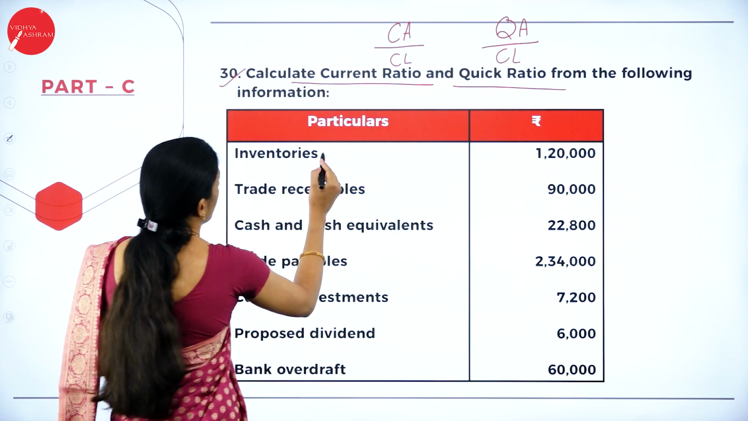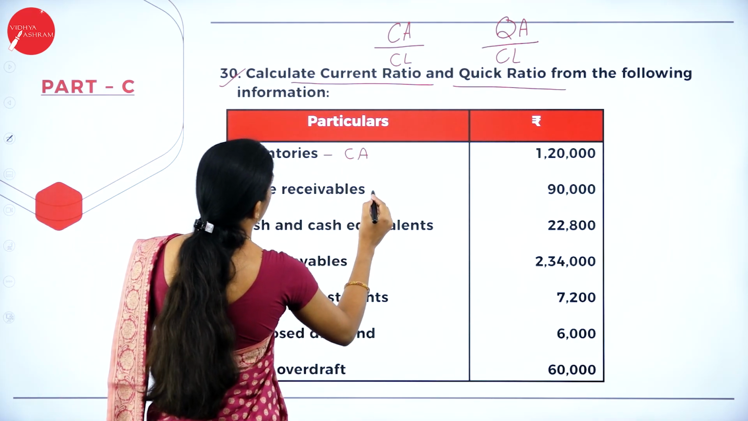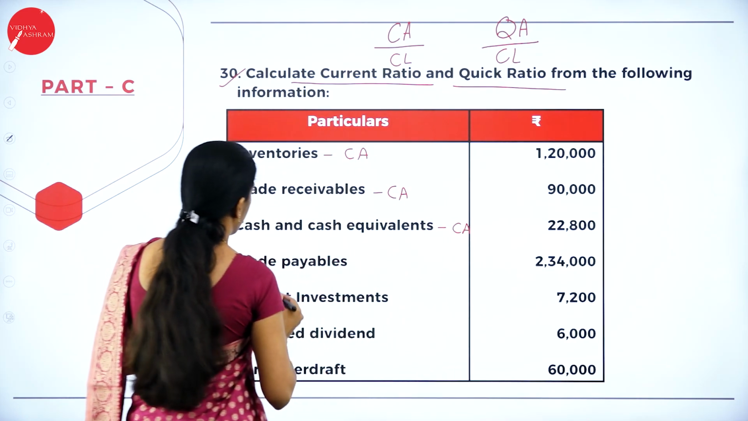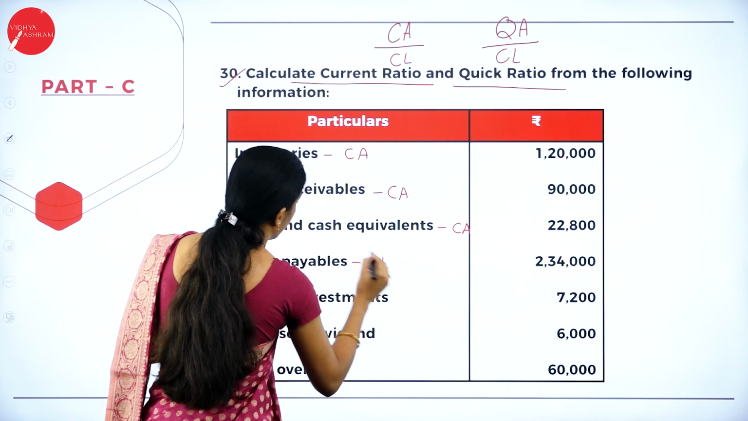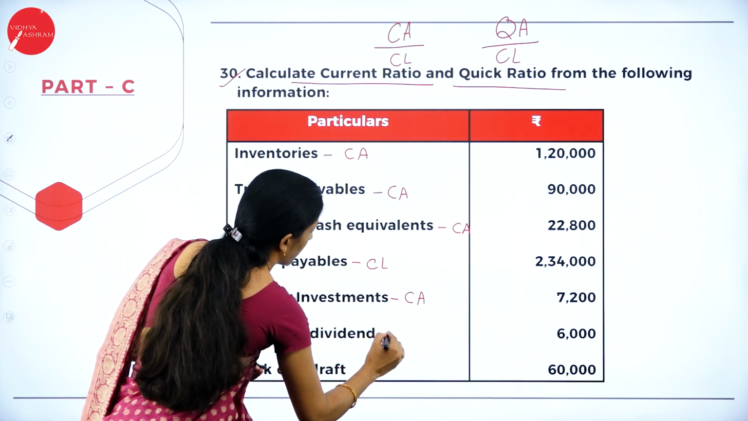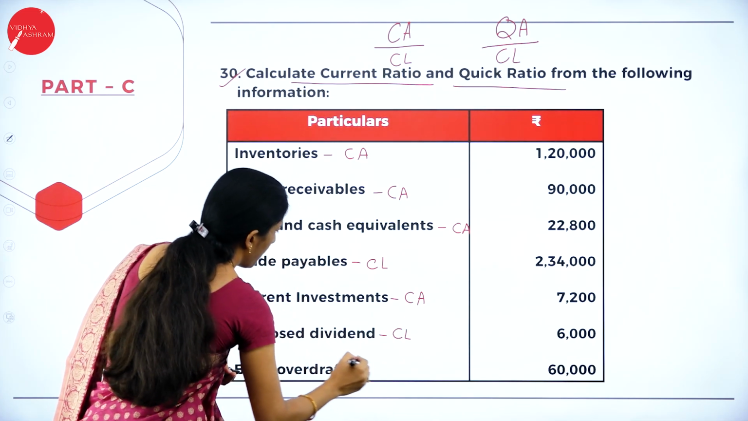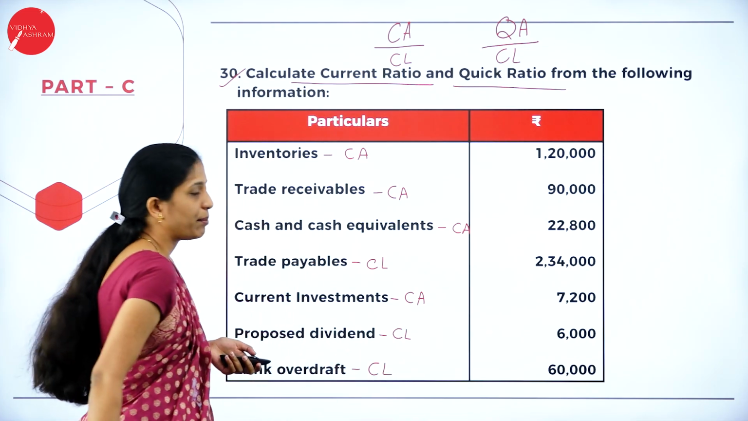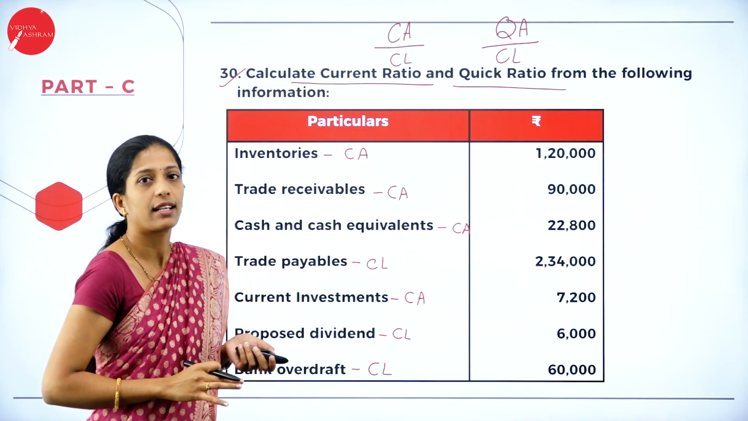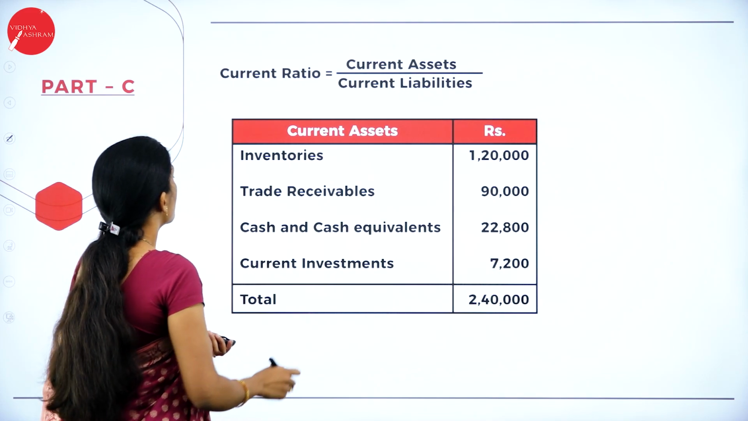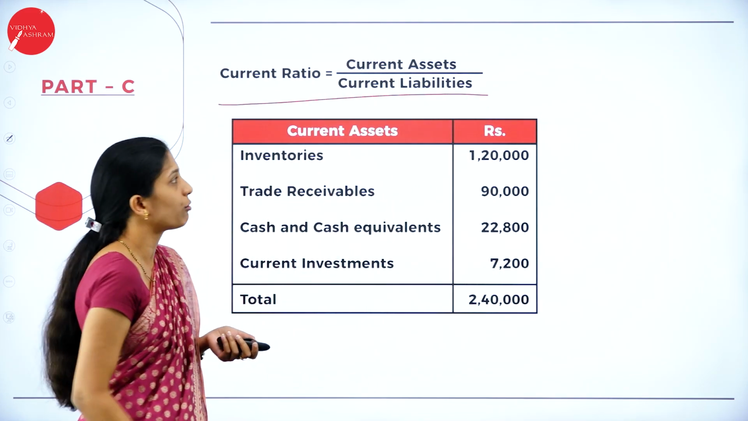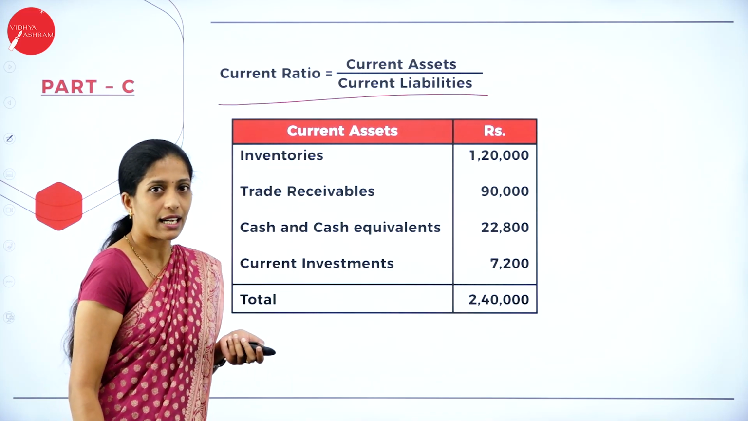So, they have given you certain particulars here. Now, inventory, it is a current asset. Trade receivable, current asset. Cash and cash equivalents, current asset. Trade payable, current liability. Current investment, current asset. Proposed dividend, current liability. Bank overdraft, current liability. So, these are the items they have given. Based on this, we have to calculate the current ratio. So, first we shall calculate current ratio. Formula is current ratio is equal to current assets divided by current liability.